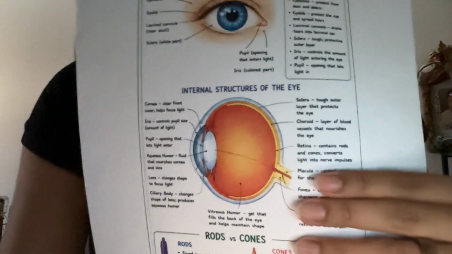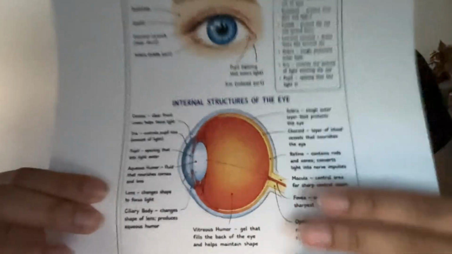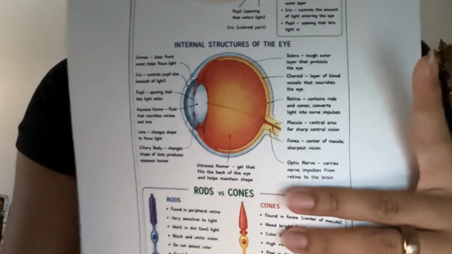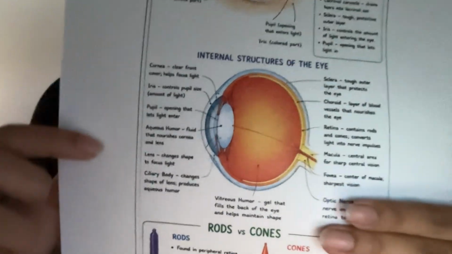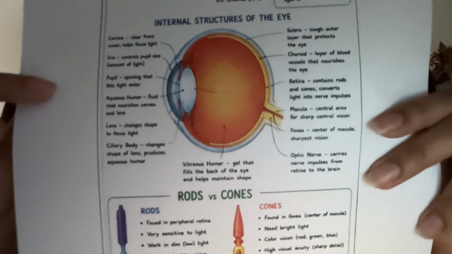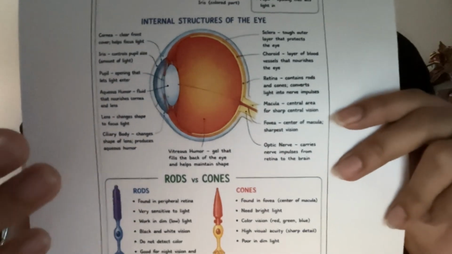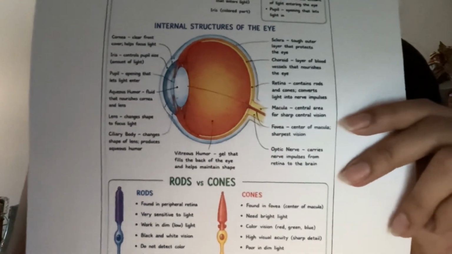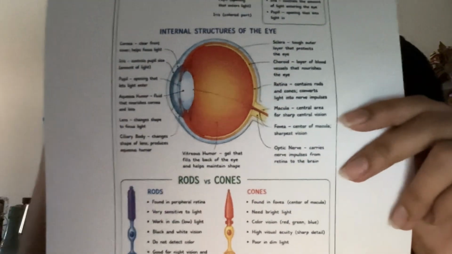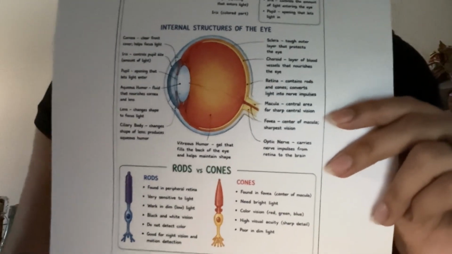Then we have the internal structure of the eye, which is a little more complex. We have the cornea, which is the transparent front surface that begins focusing light. Then we have the aqueous humor, which nourishes the cornea and lens. The lens changes shape to focus the light on the retina.